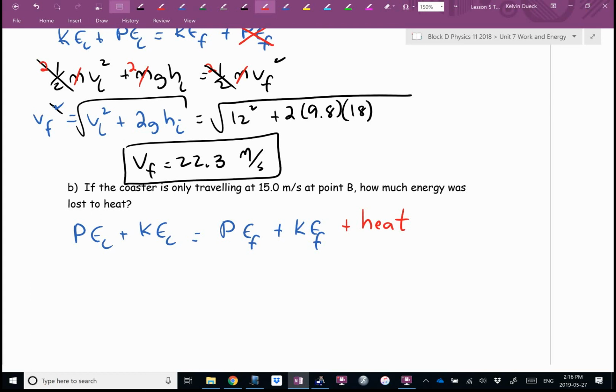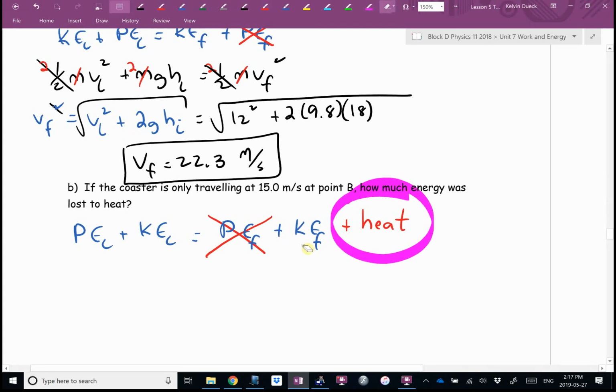Are any of these 0? Still that guy, because we are on the ground, yes? Okay. What's this question asking me to find? How much energy was lost to heat? Okay, how would I get that by itself? How will I move the KE final over? Yet another equation, don't memorize it.